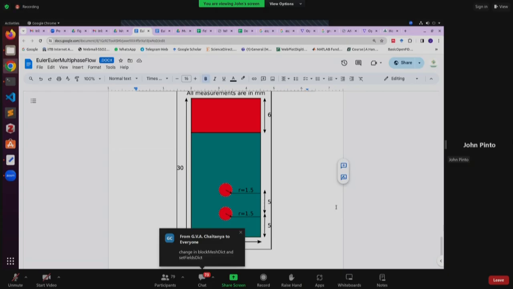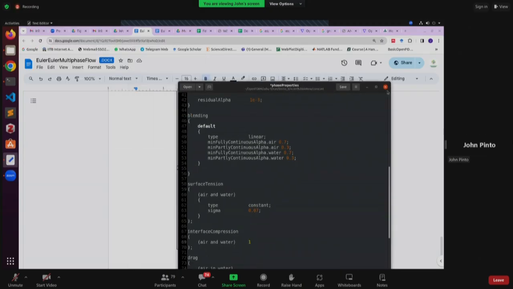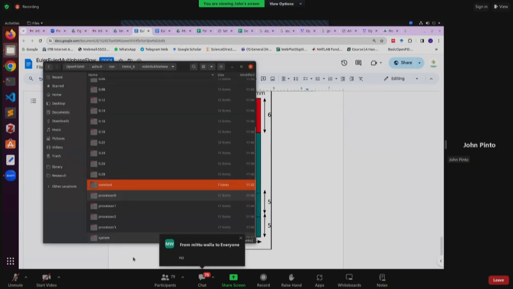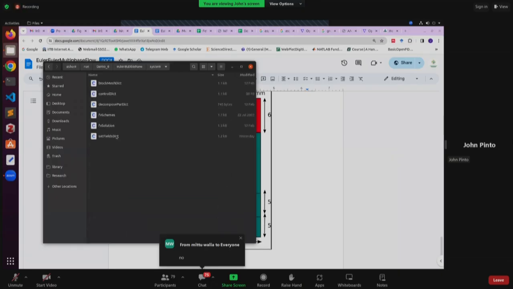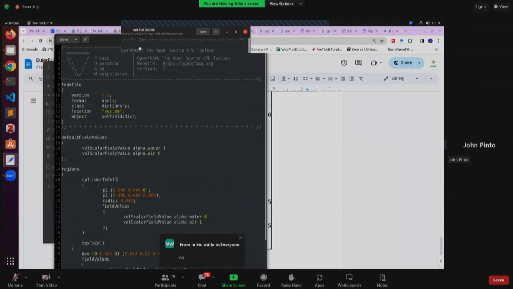First, let me ask: have you finished the previous simulation? Can you reply in the chat? No, sir, it is running. Okay, it is running. So in the meantime, I will show the setFieldsDict so that you can tell me what changes need to be done in case you are running. Let me go to my system and then setFieldsDict. Yeah. So this is your setFieldsDict.